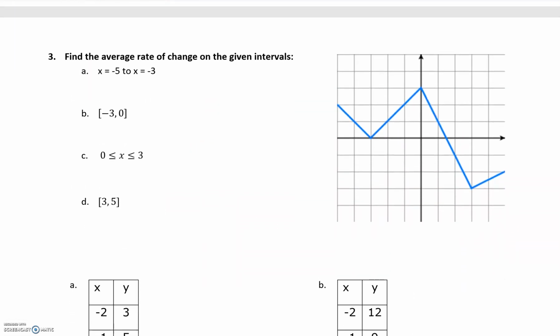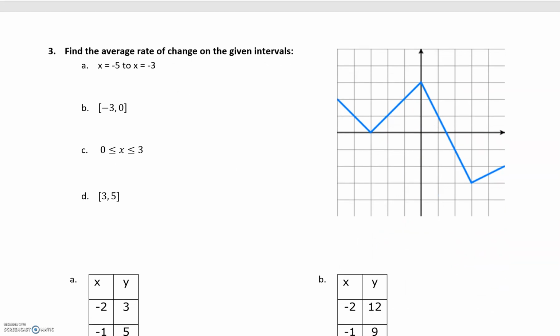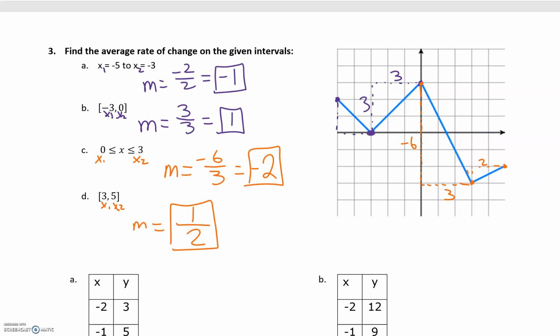All right, example number 3. These ones are very similar to the ones that we just did. So why don't you go ahead and pause the video, find these ones, and then come back. Okay, you should have been able to get -1, 1, -2, and 1/2.